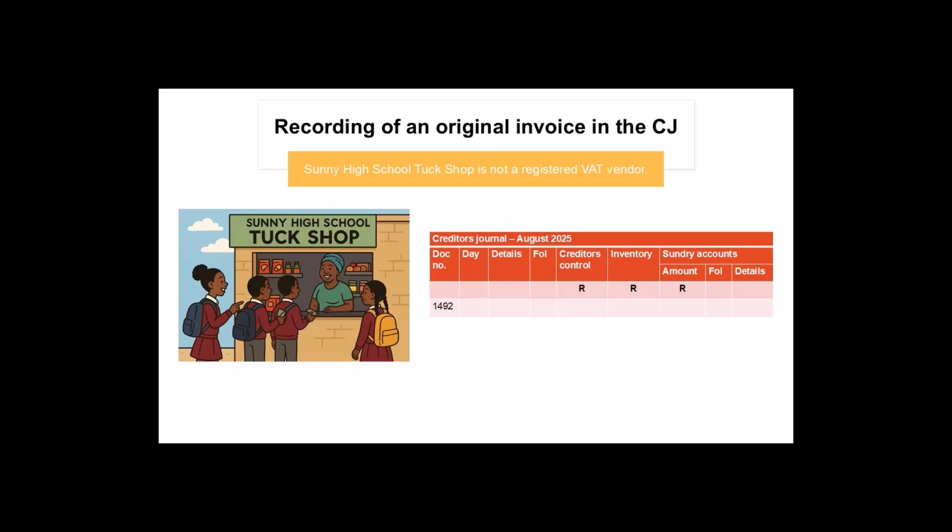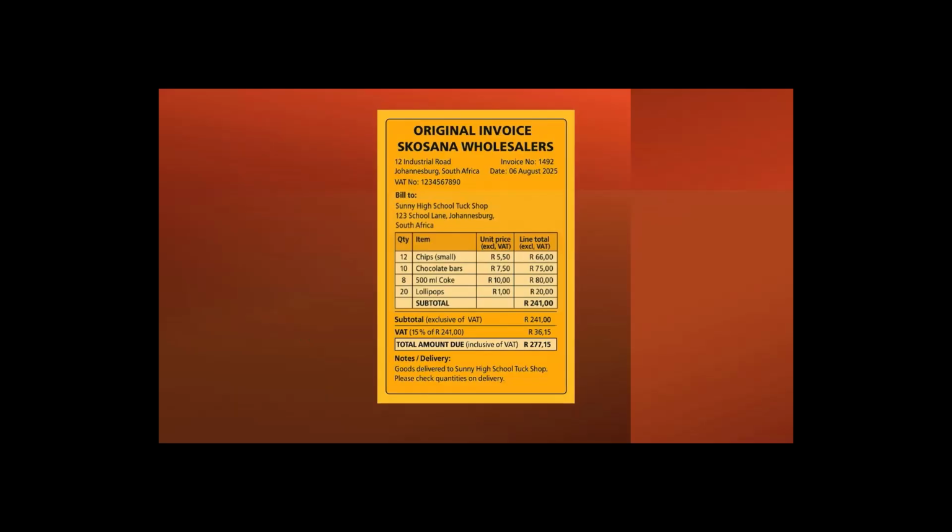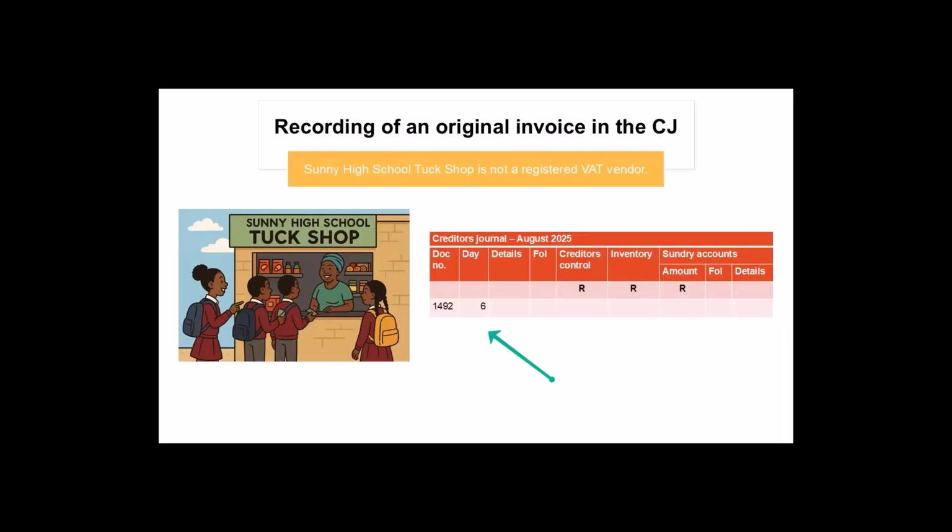The next column that we will have to record is our day column. For that, we will need the date. Directly under the invoice number, you'll see the date, 6 August 2025. That means that we will now take the day 6 and record it in our day column. So, in our day column, we write 6.